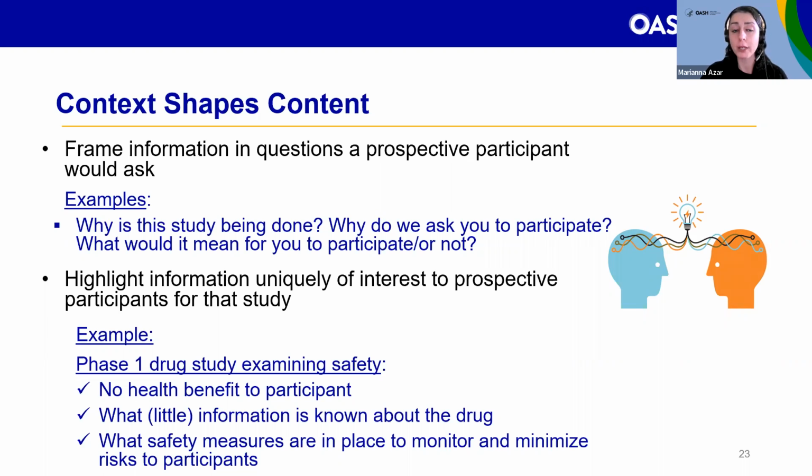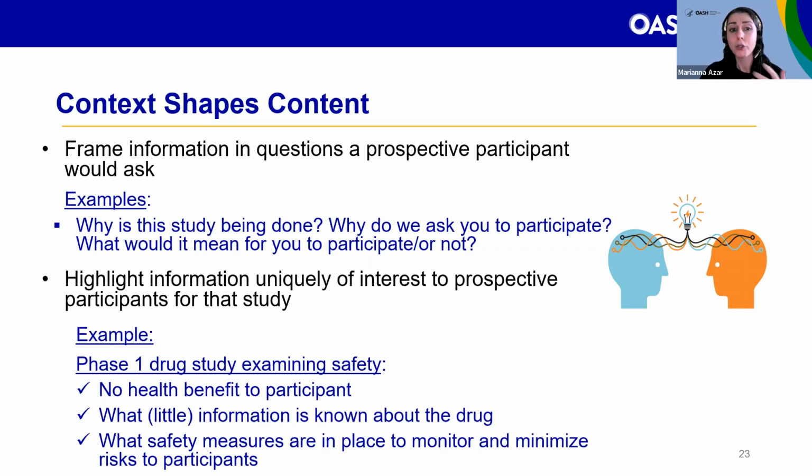So I'll give you an example. If you're explaining the purpose of a study, you can frame the content of this description to fit the participant's context. One way to do this is to present the information as a response to a question that a participant might naturally ask. For example, why am I being asked to participate? What would it mean for me if I participate or decide not to participate? And so on. Now, in responding to these questions, you need to remember that you need to highlight information that may be specifically of interest to the prospective participant of this specific study, right? So it's not a vague hypothetical participant. It's a very specific understanding of the type of participant that you might have for the kind of study that you're inviting them to participate in.